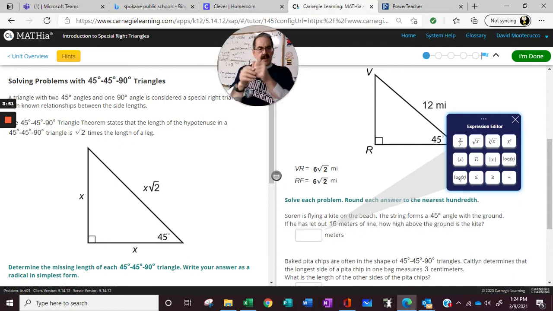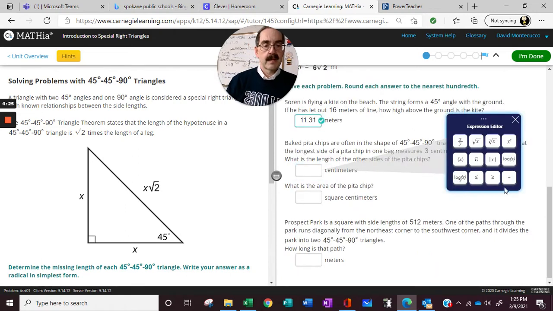Soren is flying a kite on the beach. The string forms a 45 degree angle with the ground, so we're going to use this little diagram over here. If he lets out the hypotenuse, the kite string, 16 meters, how high off the ground is it? Well, we have to divide it out. So I'm going to hit the little fraction maker, and we have 16, drop the down arrow, radical 2. Cool.